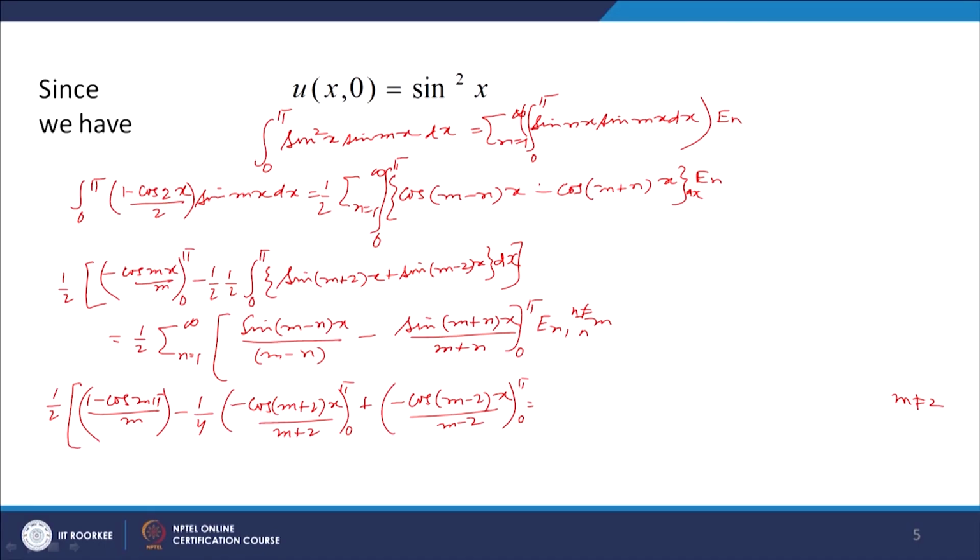Now, 1 by 2 the sum from n equal to 1 to infinity of sin((m minus n)x). Okay, now, when we put the limits, sin((m minus n)π) is 0, sin((m plus n)π) is 0, so the whole thing is 0. When you put 0 for x, this is again 0. Okay. So, what we get?